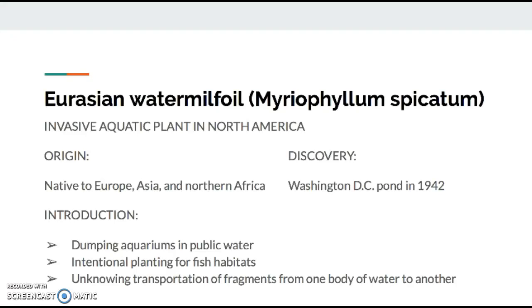The Eurasian watermilfoil is an invasive aquatic plant in North America. Its scientific name is Myriophyllum spicatum. Its origin is in Europe, Asia, and Northern Africa. It was first discovered in a Washington, D.C. pond in 1942. The way it was introduced was through dumping aquariums in public water, intentional planting for fish habitats, and unknowing transportation of fragments from one body of water to another.